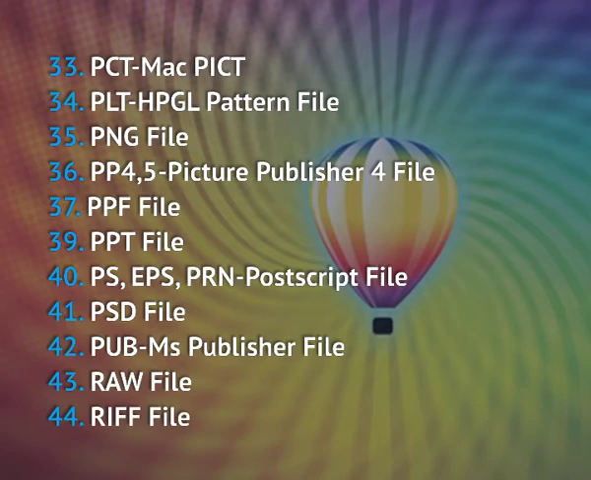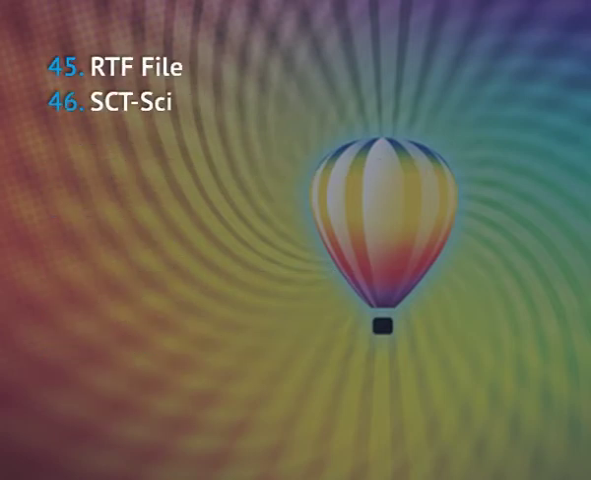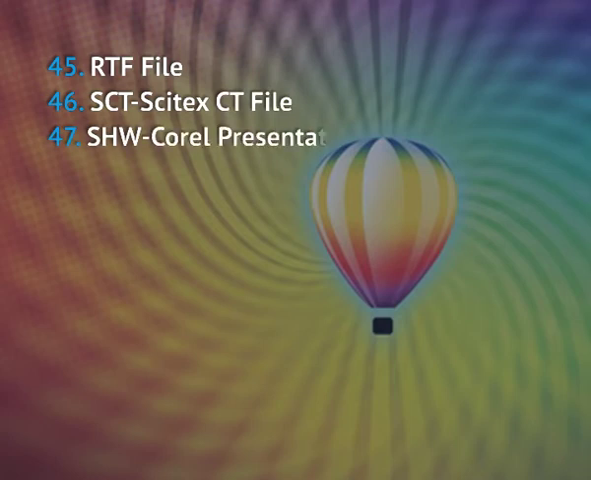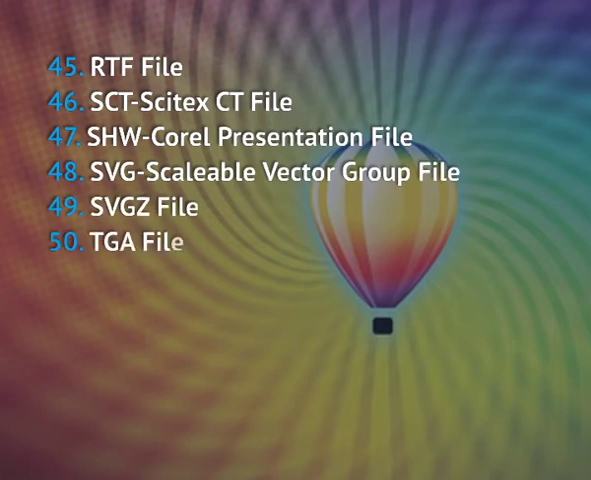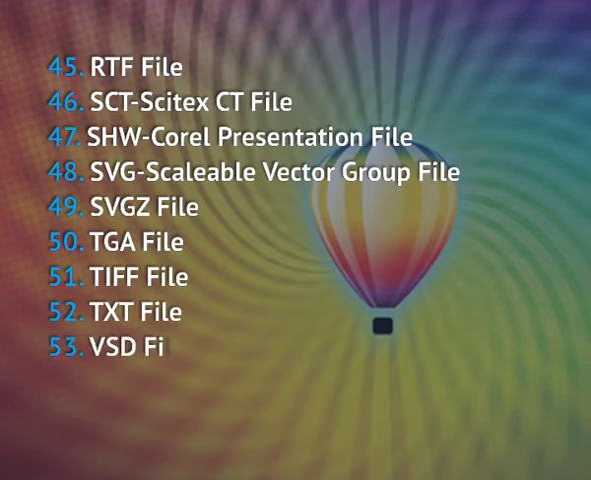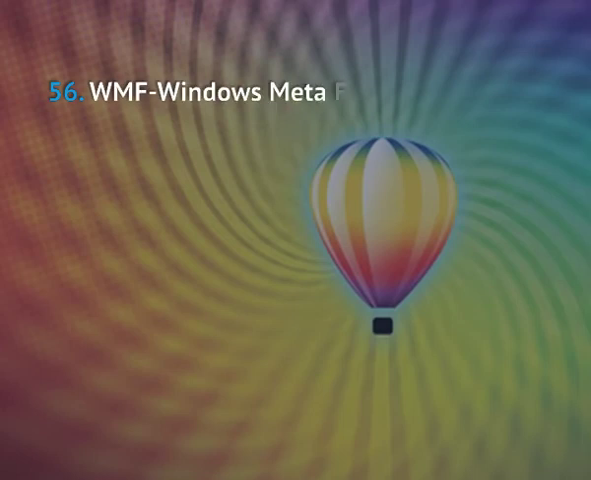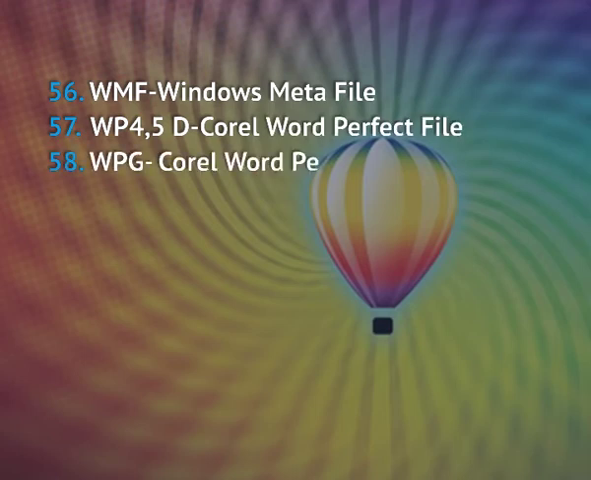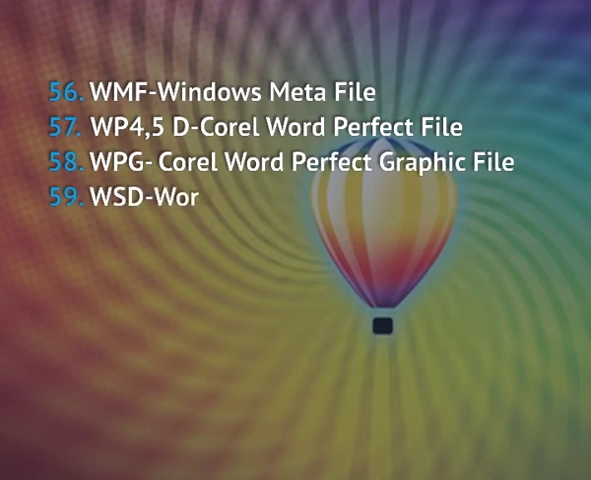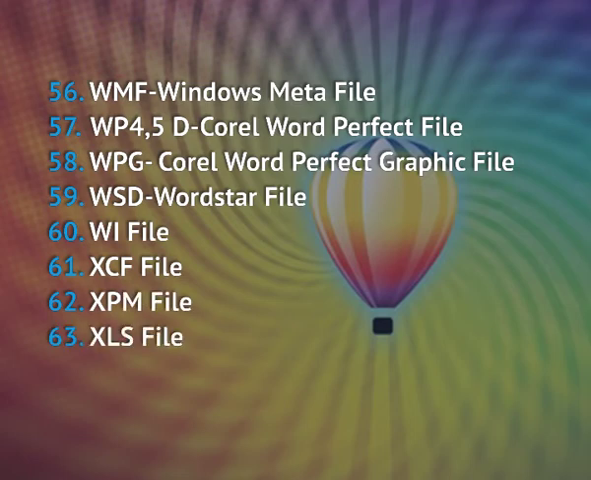RAW file, RIF file, RTF file, SCT, Scitex CT file, SHW, Corel Presentation file, SVG, Scalable Vector Graphics file, SVGZ file, TGA file, TIFF file, TXT file, WBMP file, WK Lotus file, WMF Windows Metafile, WP4, WP5, WPD Corel WordPerfect file, WPG Corel WordPerfect Graphic file, WSD WordStar file, XCF file, XPM file, XLS file.